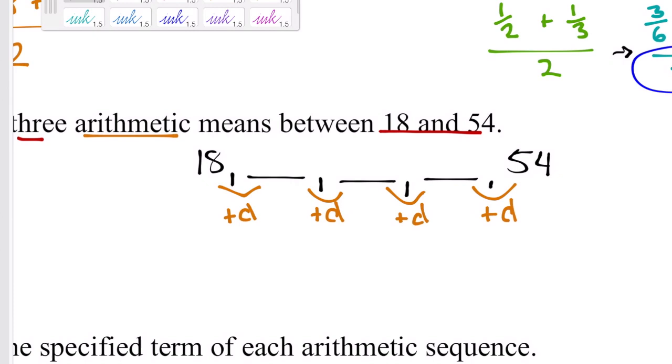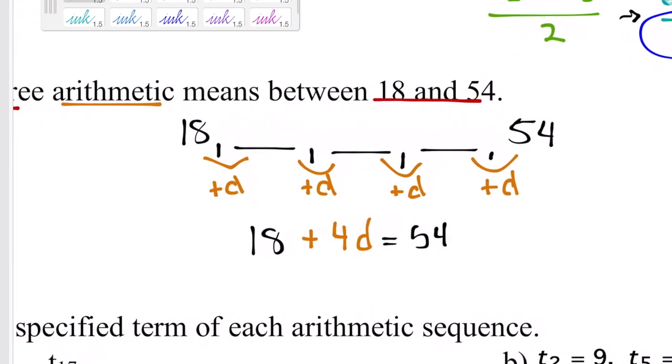So that means in order to get from 18 to 54, I added D 4 times? So in order to get that 54, I can do some subtraction. 1, 2, 3, 4. Yeah, I did that right. All right, and then 54 minus 18. So we're going to have 4D is equal to, when I subtract 18 from 54, we end up with 36. And then D is going to be equal to 9.